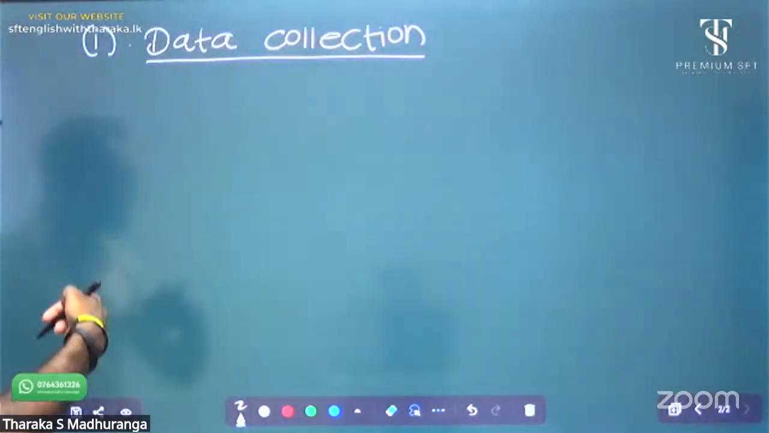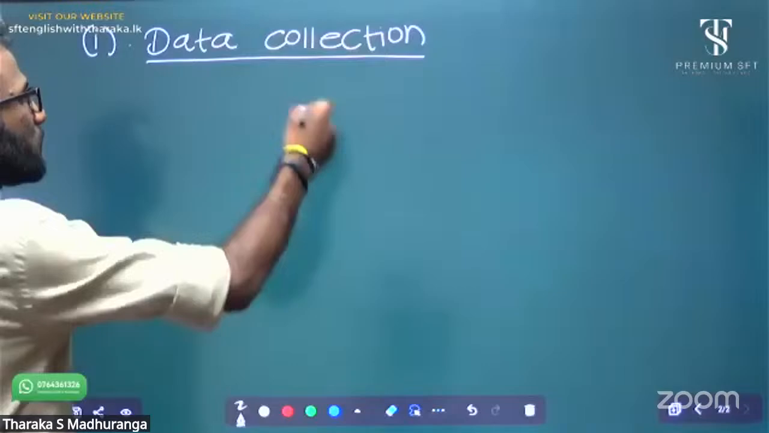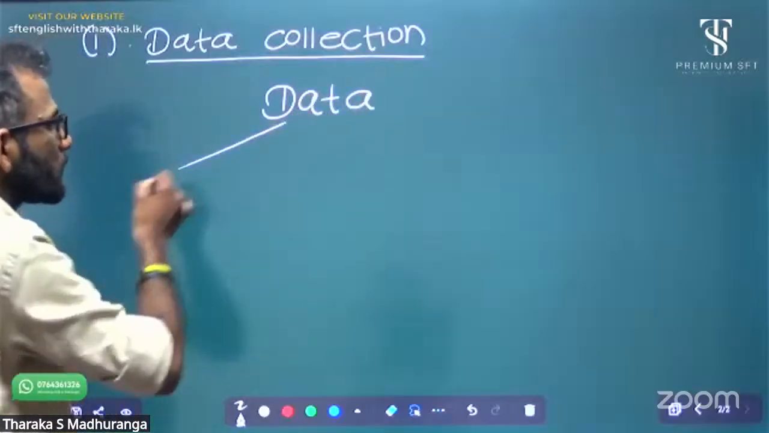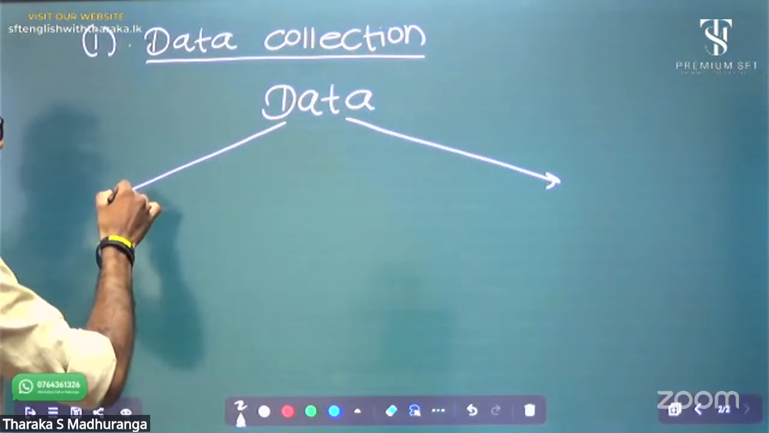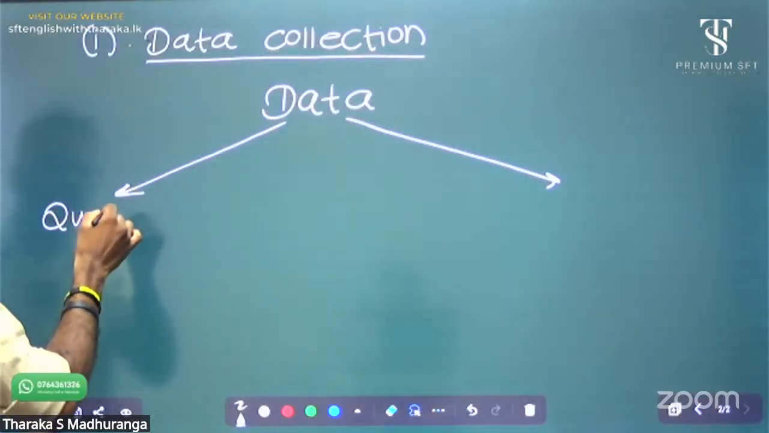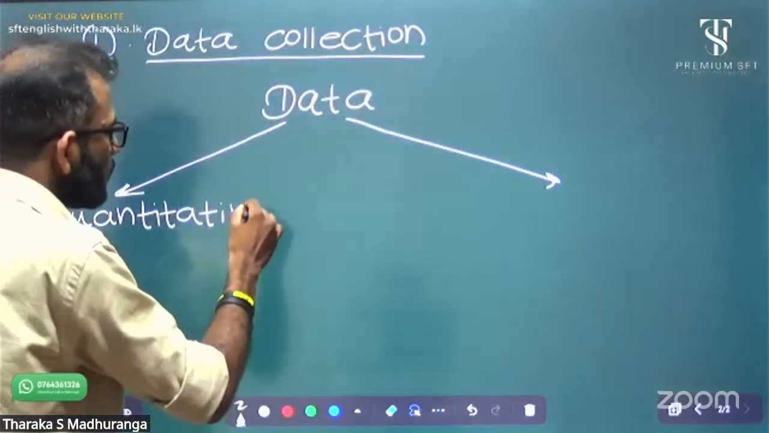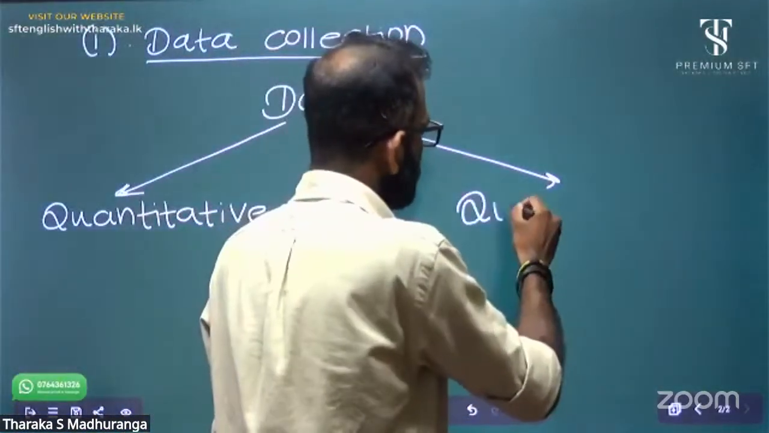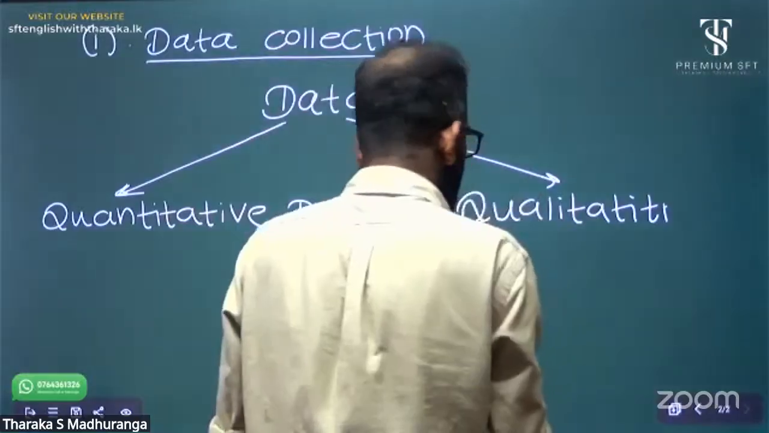Okay, now this collected data we can categorize into two categories. The first one is quantitative data. And second one, qualitative data.